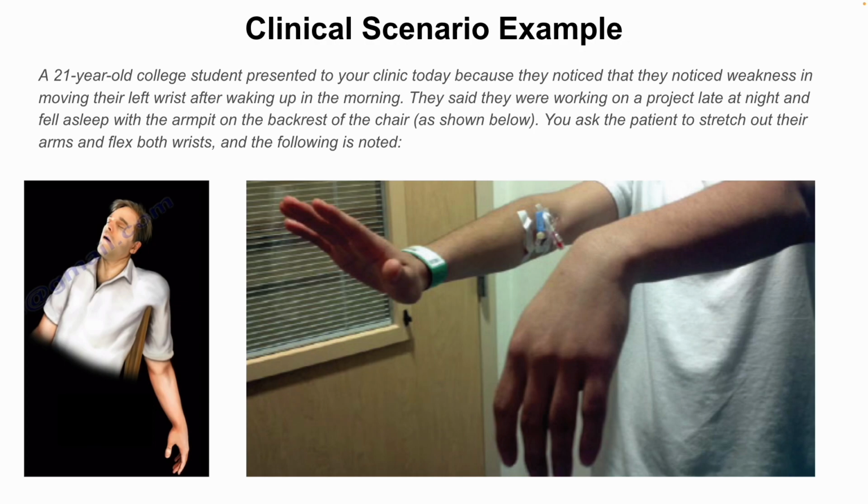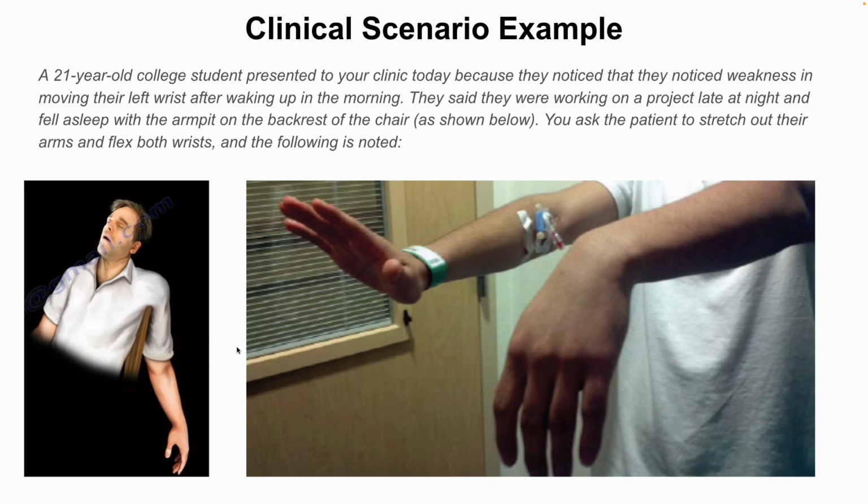All right, let's go ahead and do a clinical scenario, just because it gets us thinking about the brachial plexus critically, and you don't need any background knowledge on the brachial plexus to answer it. It's just another way to apply the knowledge that we just learned. Let's say you have a patient here, a college student, who has weakness in their left wrist. They woke up this morning after studying and they fell asleep on their chair, kind of like this gentleman here on the left. So you tell the student, all right, go ahead and outstretch your arms and move your wrist upwards. In other words, extend both of your wrists.